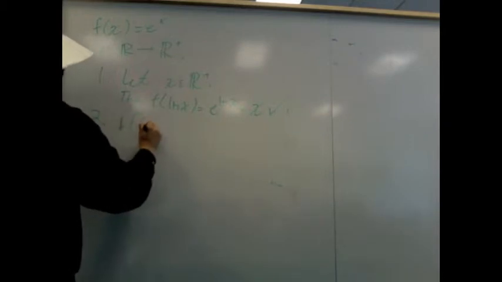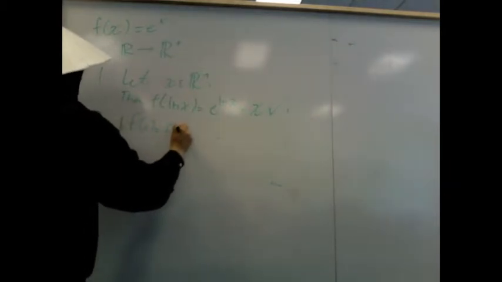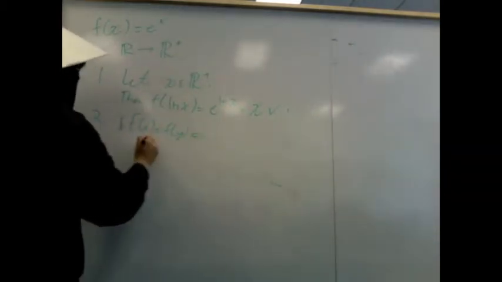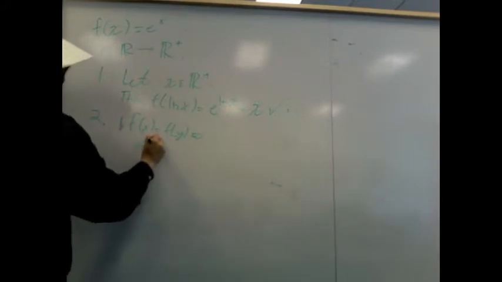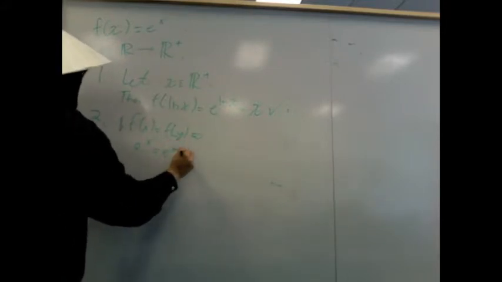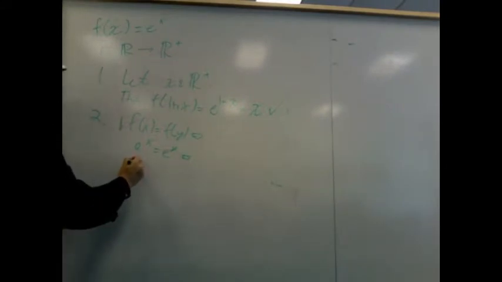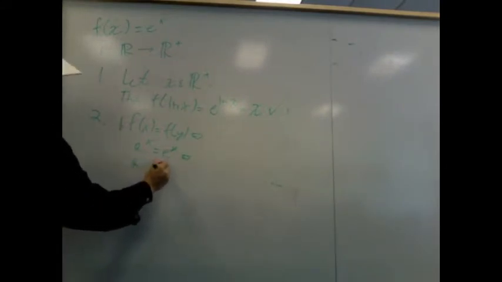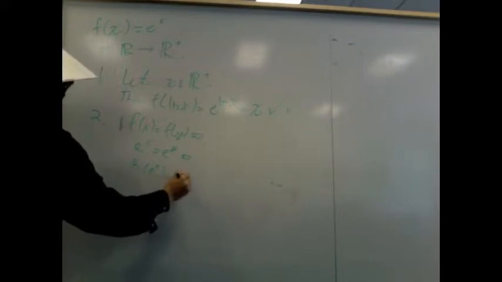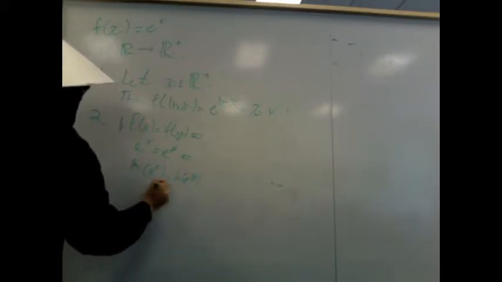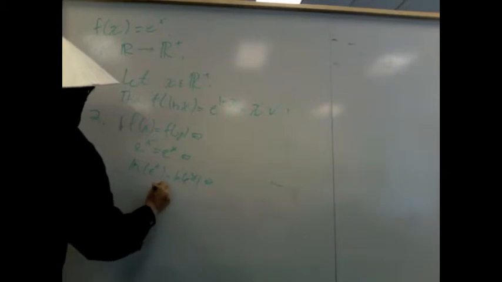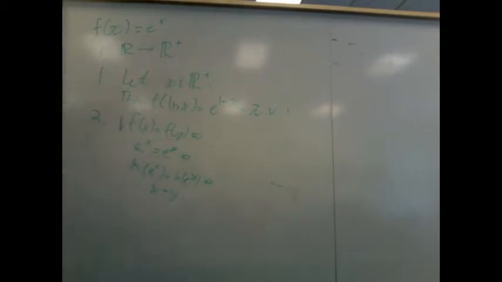Suppose f of x equals f of y. Then e to the x by definition equals e to the y. Then it's very simple. Take natural logs of both sides. And what is this equal to? x equals y. Very simple. There you go. All right, so this function is a bijection.